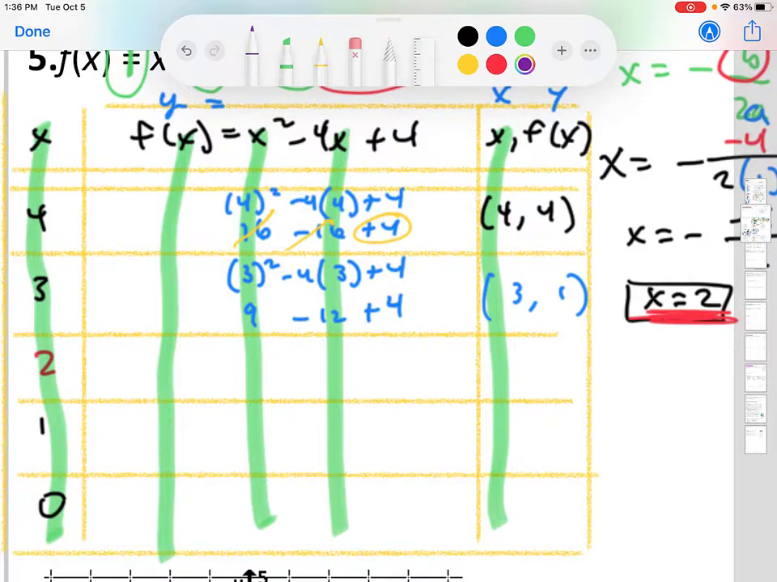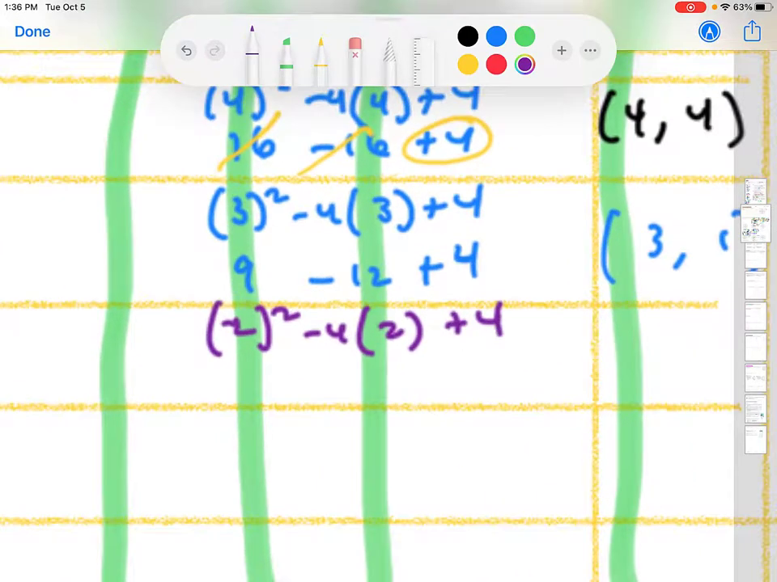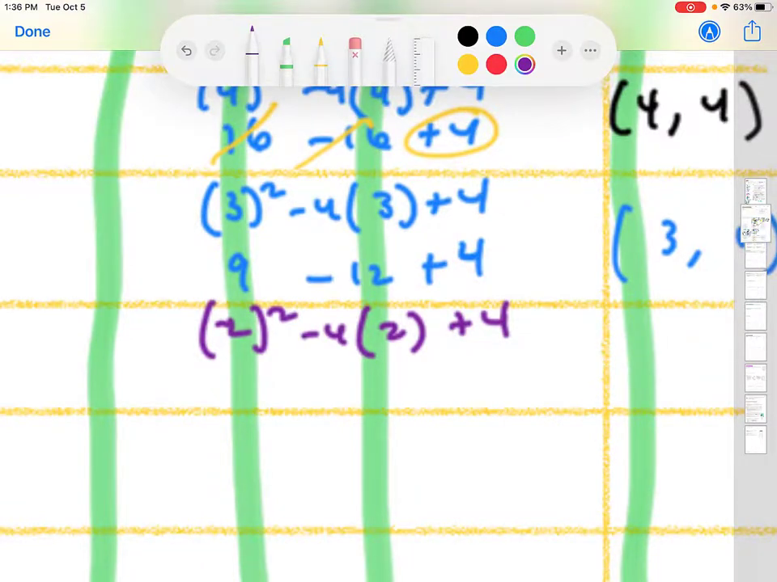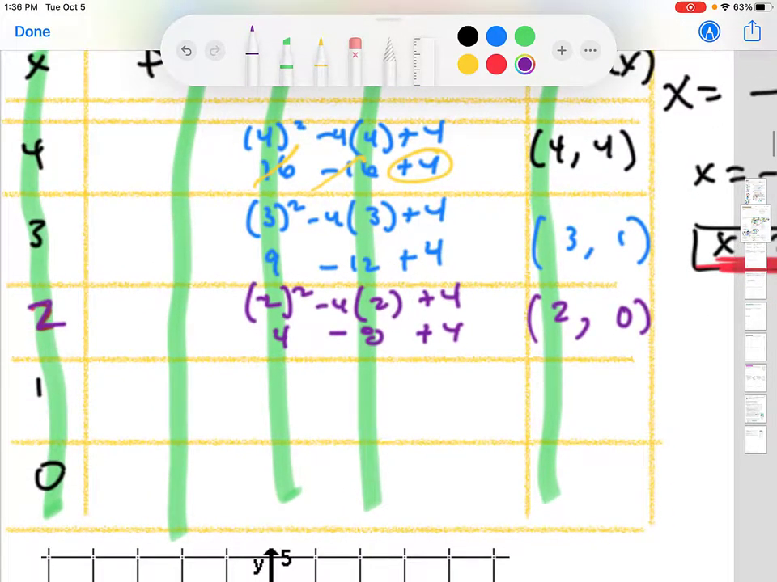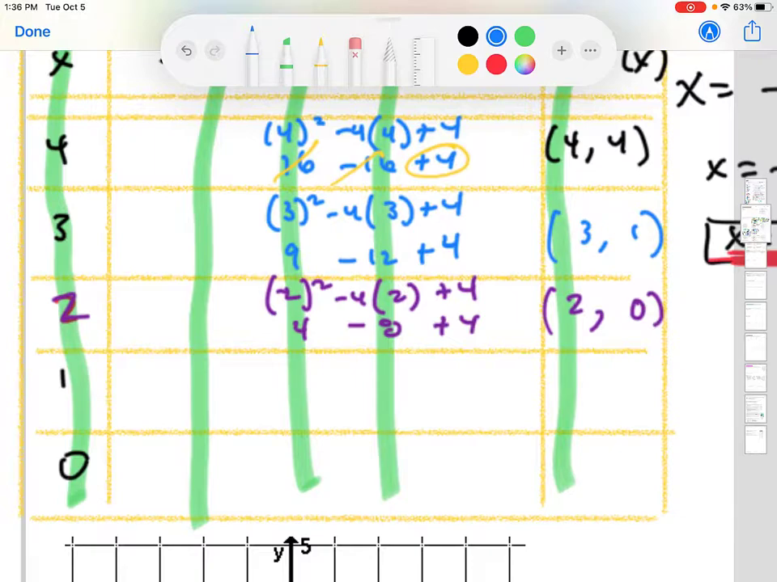Alright, let's do 2. 2 squared minus 4 times 2 plus 4. Replacing all the x values with 2 because it has 2 over here. And 2 squared is 4. Negative 4 times 2 is negative 8 plus 4. So negative 4 plus 4 is 0 as my answer. What did I have to put in there for x? That was 2. And I have 1 squared.